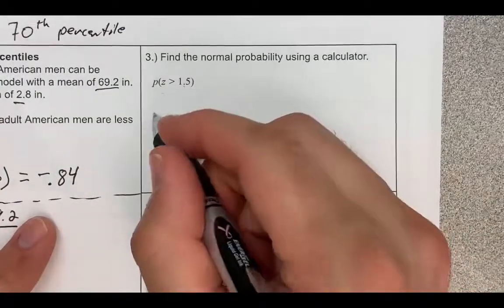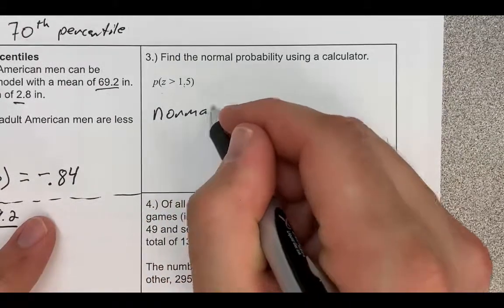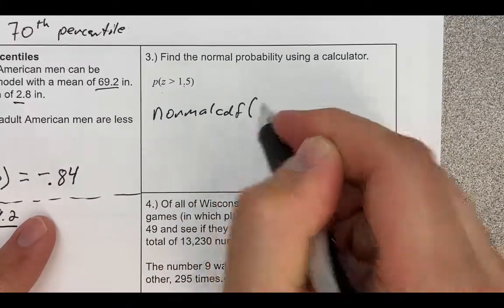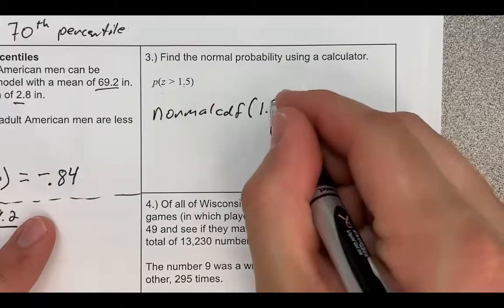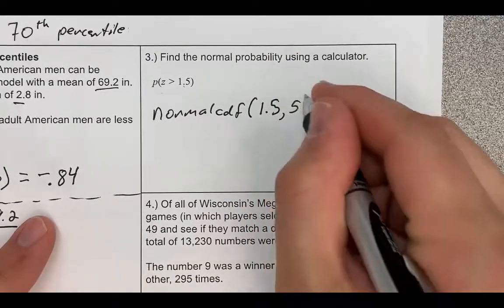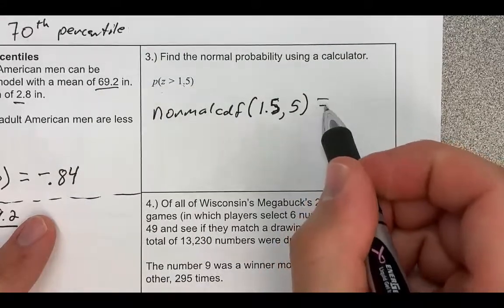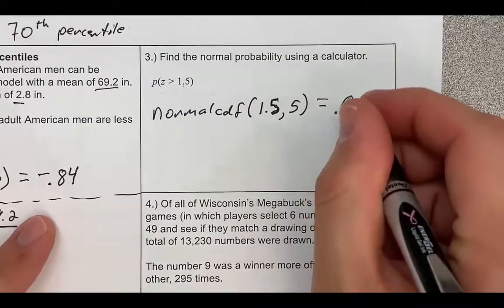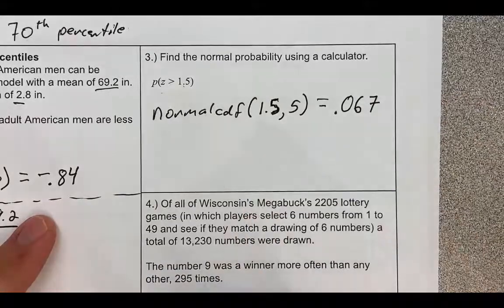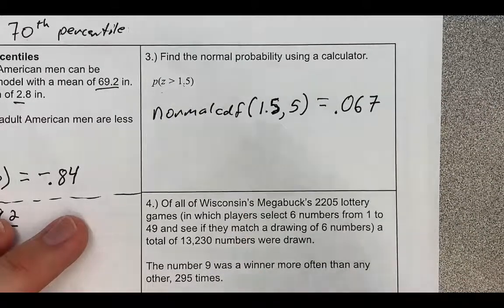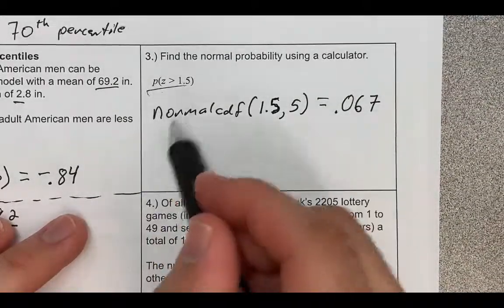So all you need to do in your calculator is go normal CDF, and it's a greater than question, so you're going to go 1.5, comma 5. All right, and so that gives you 0.067. Right? And that's it. So if you get a problem like that, just do this.